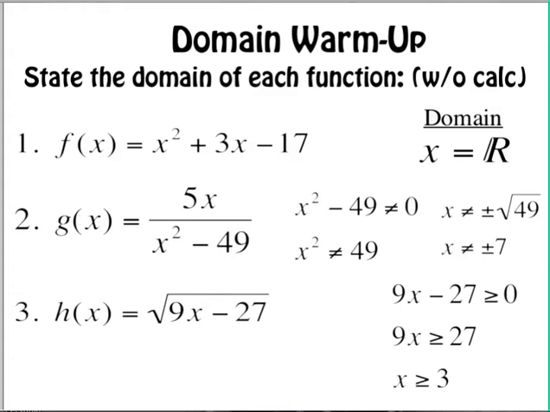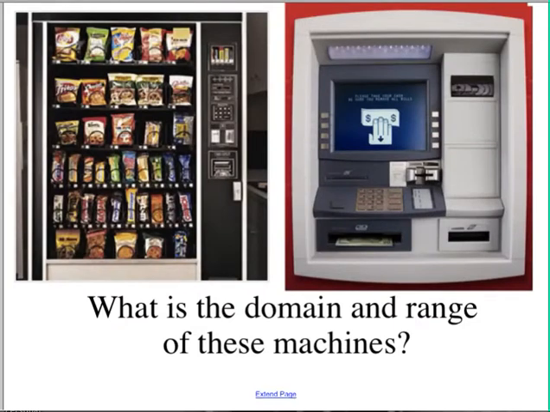So before we get to combined and composed functions, I want you to think about some functions that occur in your everyday life. So thinking about a vending machine, what's the domain and range of a vending machine? Or thinking about an ATM machine, what's the domain and range? There are functions all around us that have inputs and outputs. And the next example I'm going to show you is doing the laundry. So how many of you guys do the laundry at home?